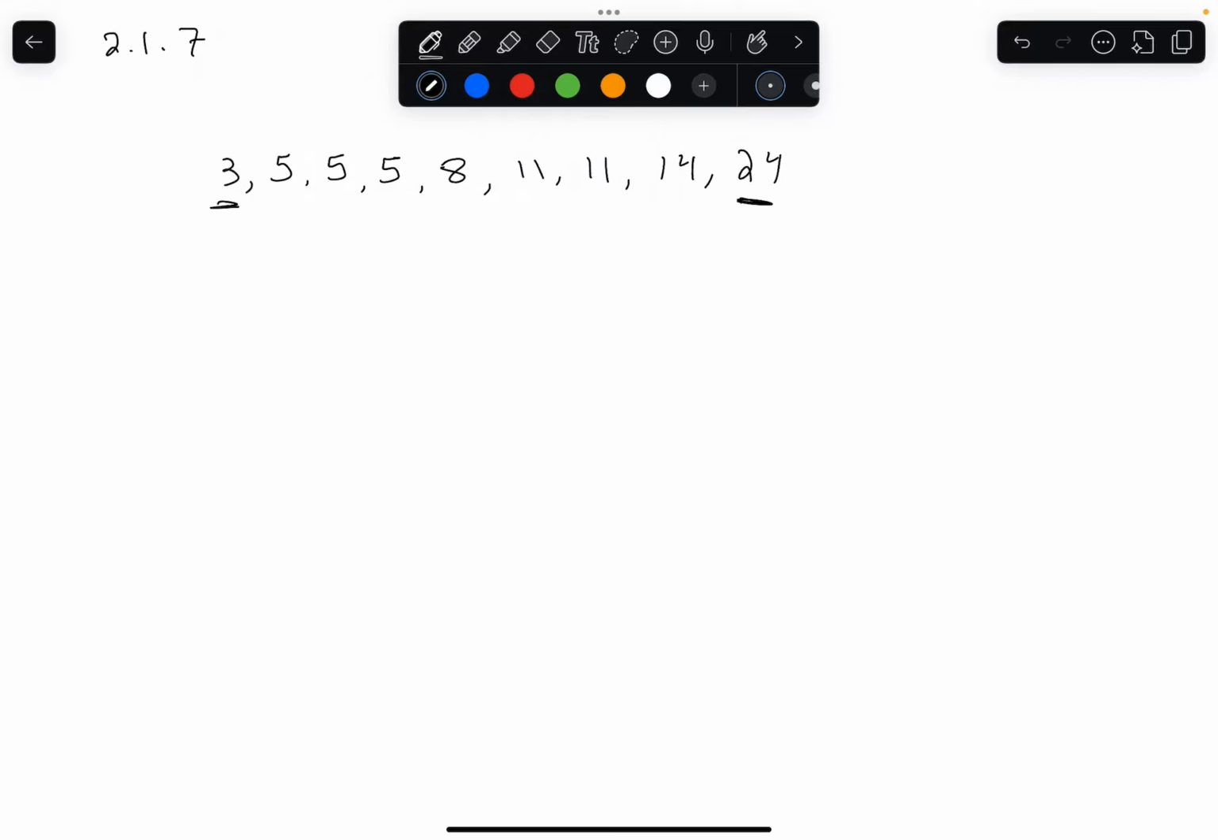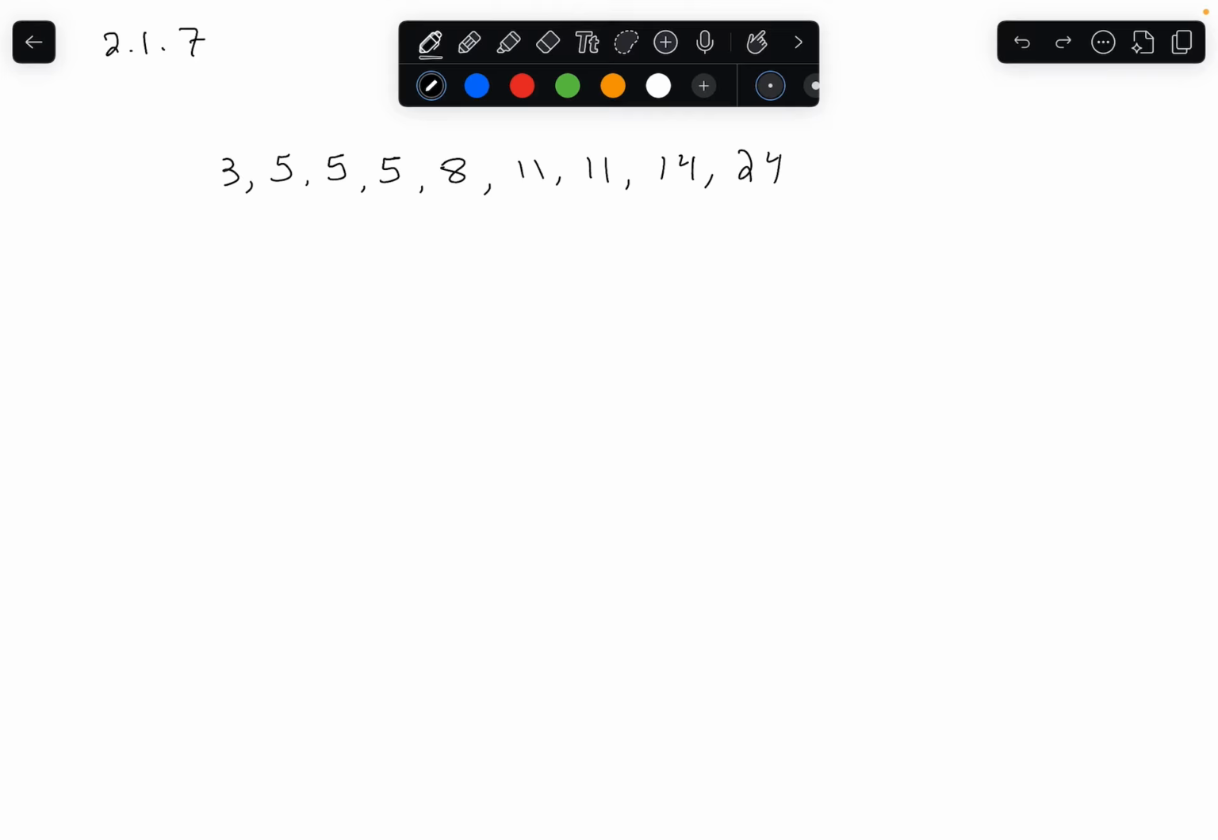So we want the smallest number over here on the left and the greatest number over here on the right. If they are not in order, you will get the wrong answer for basically all of these numbers. So take 1 second at the beginning of your problem and make sure that they're ordered from least to greatest.